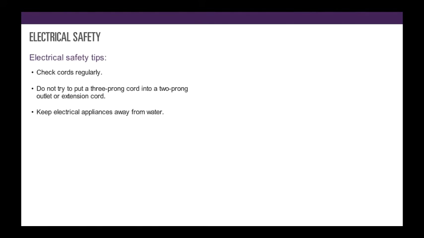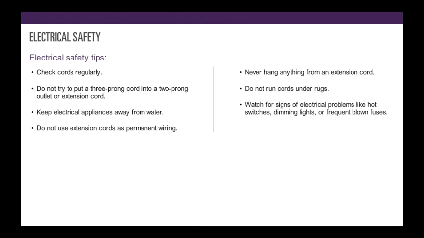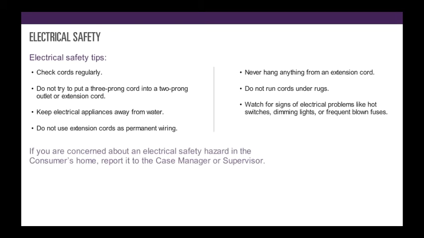Electrical appliances should be kept away from water. Extension cords should not be used permanently. Never hang anything from an extension cord. Do not run them under rugs. Walking on them can make the cord fray, which could cause sparks. Watch for signs of electrical problems like hot switches, dimming lights, or frequent blown fuses. If you are concerned about an electrical safety hazard in the consumer's home, report it to the case manager or supervisor.